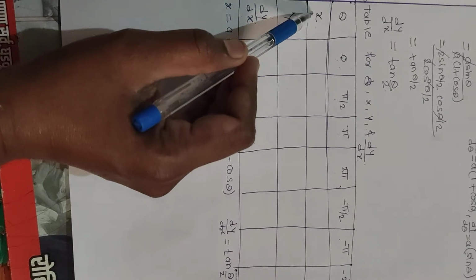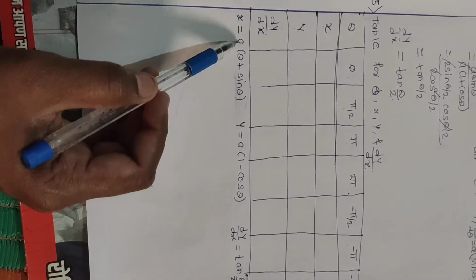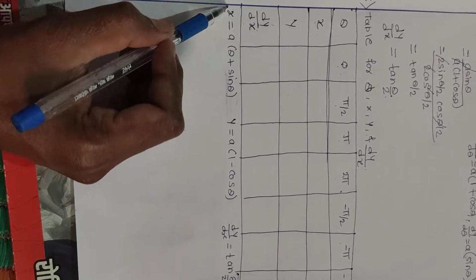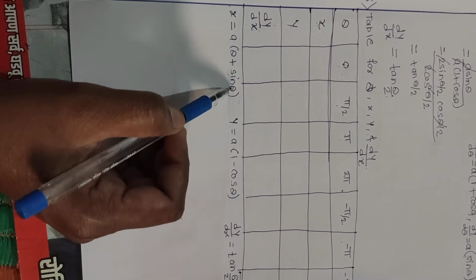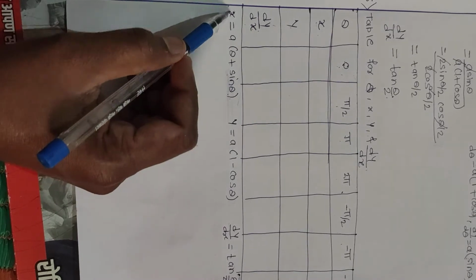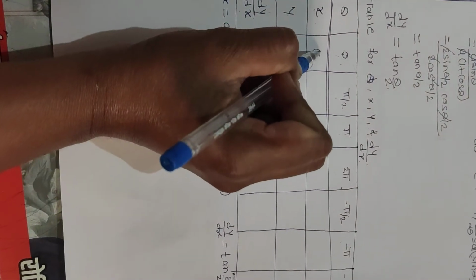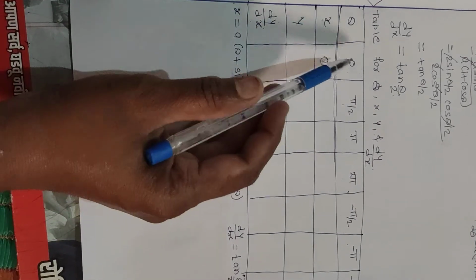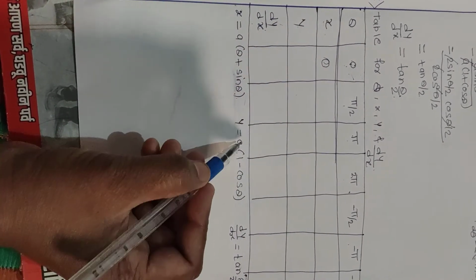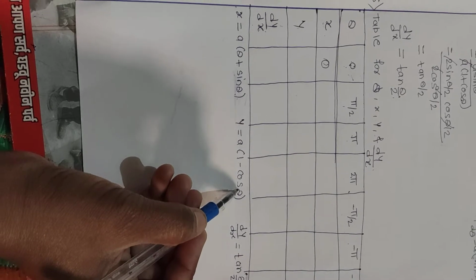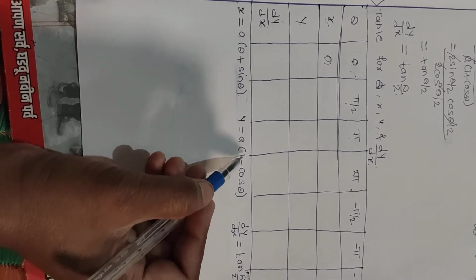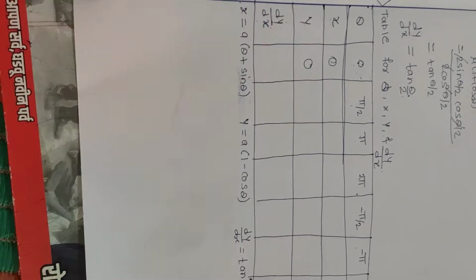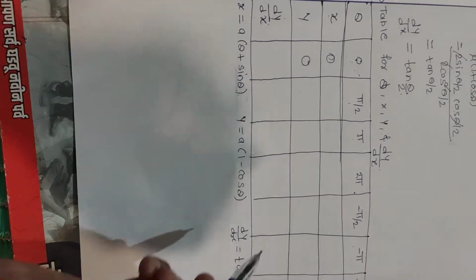So how to find? See, for x, what is x? x equals a into theta plus sin theta. If we put theta equal to 0 in x, so 0 plus sin 0, 0. So we get the value of x as 0. Same for y. Put theta equal to 0 again. a into 1 minus cos 0. The value of cos 0 is 1, so 1 minus 1 is 0. So we get y as 0. After that we have to find dy by dx.